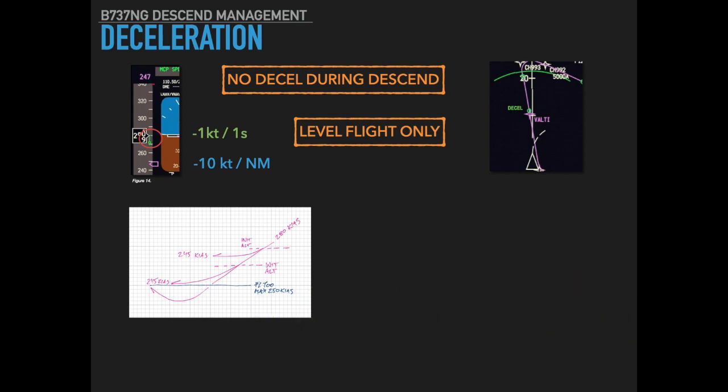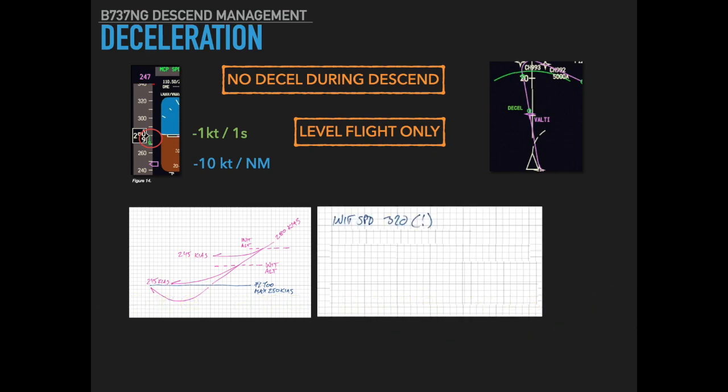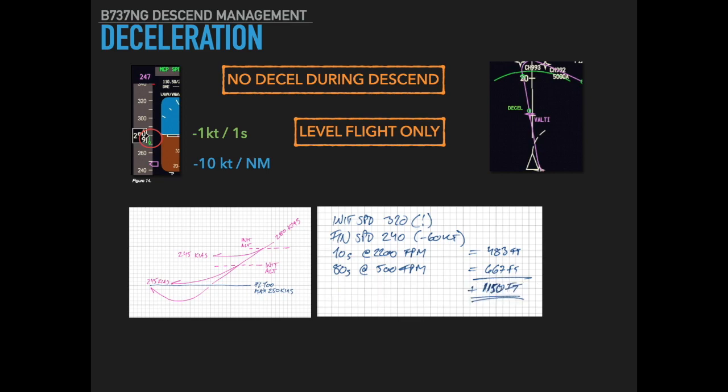To operationalize this method, you could say 1,000 feet per 30 knots deceleration, or just assume 150 feet per 10 knots. Let's try it. Initial speed 320, which is pretty close to max. Final speed 240. 10 seconds reduction time, 80 seconds bleed time. Total altitude loss during the 90 seconds will be 1,150 feet.